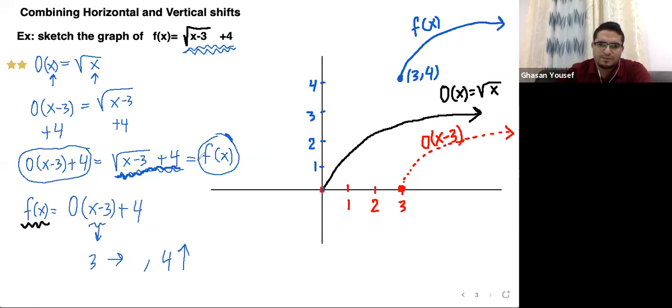Now f of x equals g of x minus 3 plus 4. So this means you have to graph the original function g of x, the black one. Then you have to shift it 3 units to the right because we have minus 3 inside the parentheses. Here is the red one. Then you have to shift it 4 units up. The red one, you have to shift it 4 units. So here is 1, 2, 3, 4. This is the first point, and all points 4 units up. So the blue one is the graph of the function f of x.